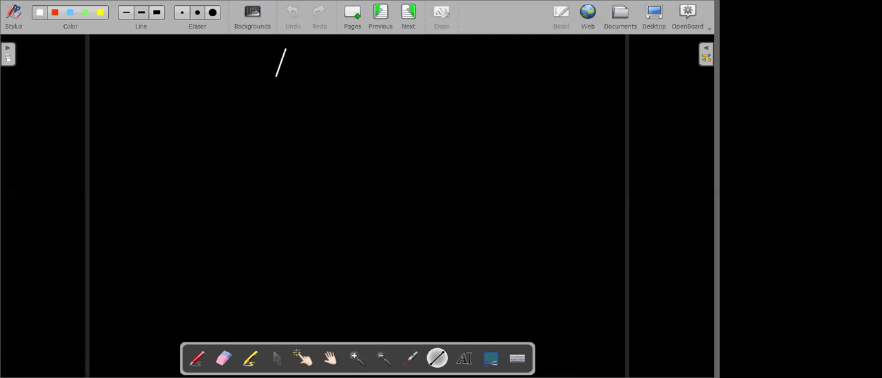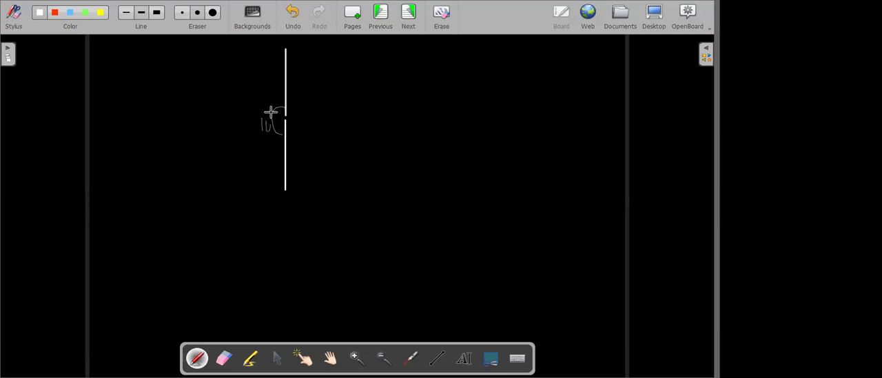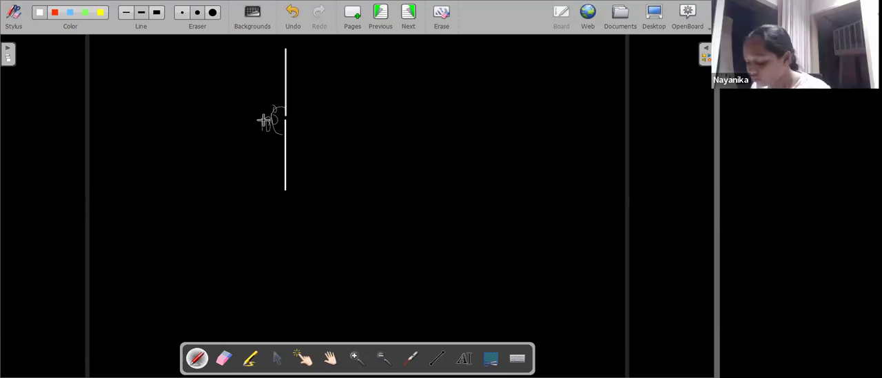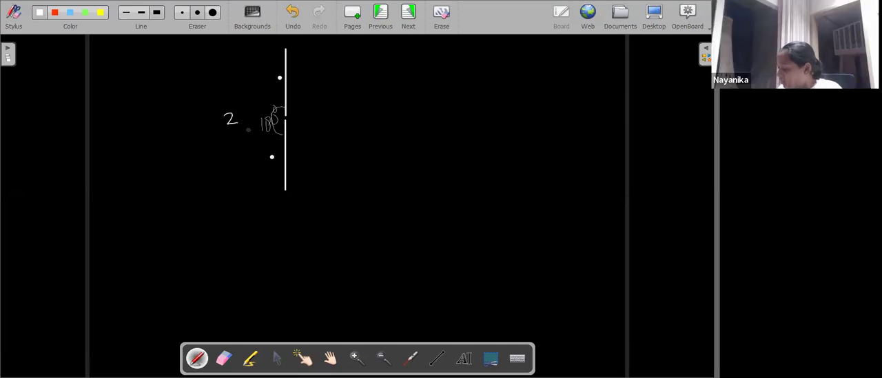See, if it's 180 degrees, you have the two mirrors placed like this. This is 180 degrees. How many images do you obtain? You obtain two images here. One in this mirror, one in this mirror. So there are two images.